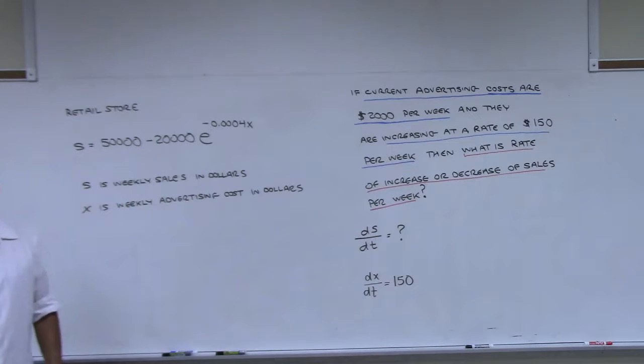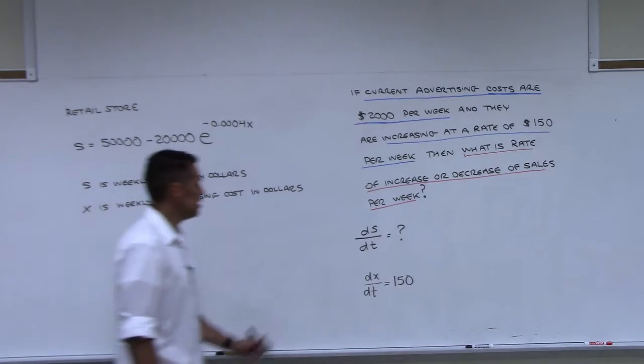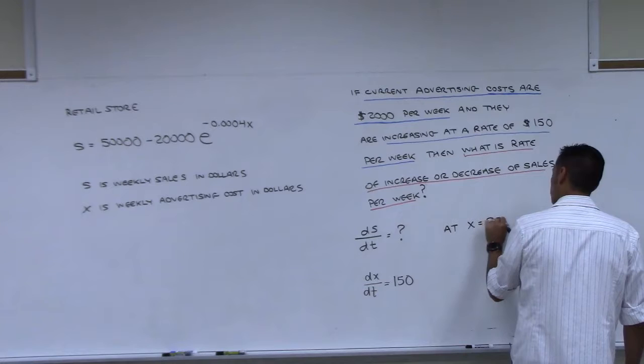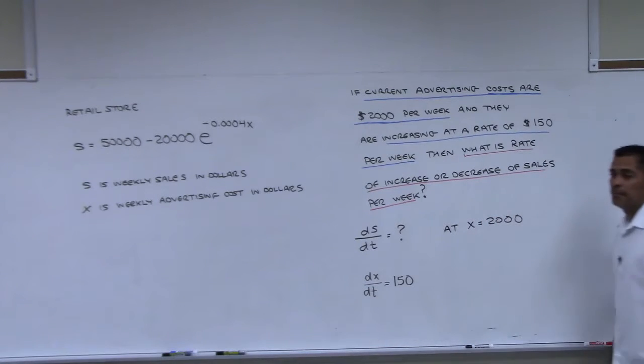Now, what about the 2,000? That does come into play here. That's x. So we want this at x is 2,000.